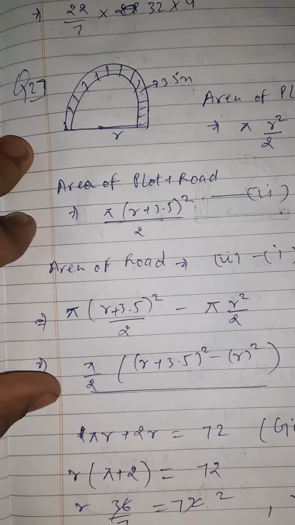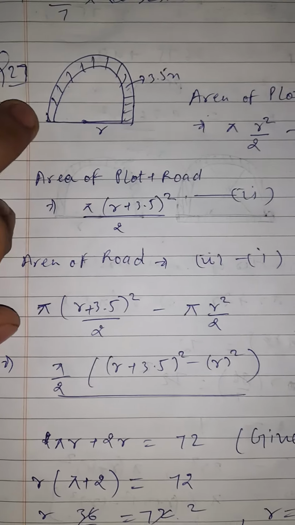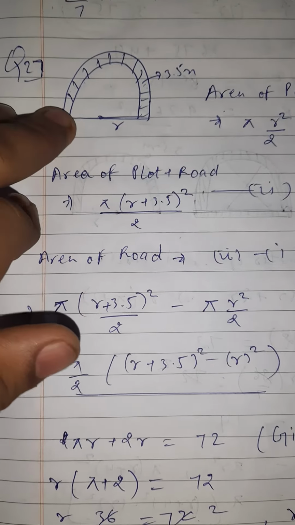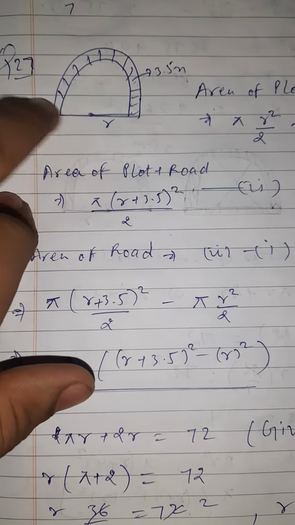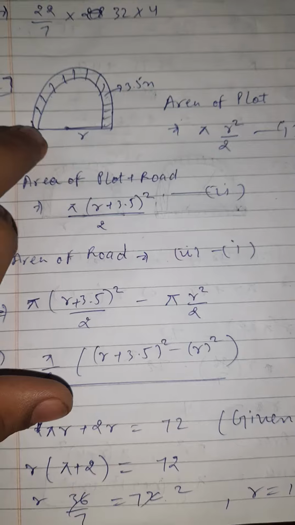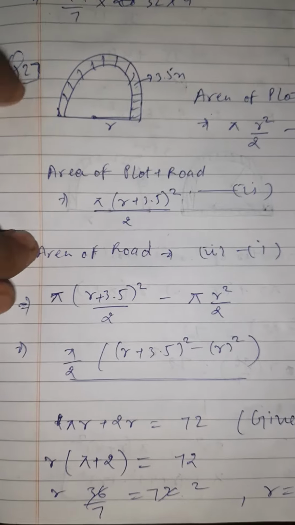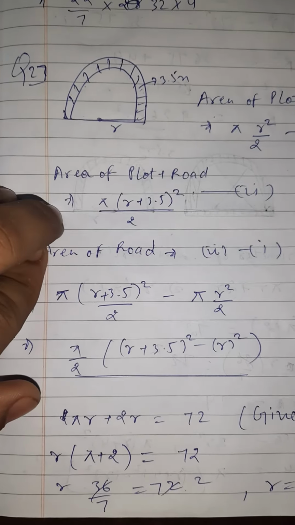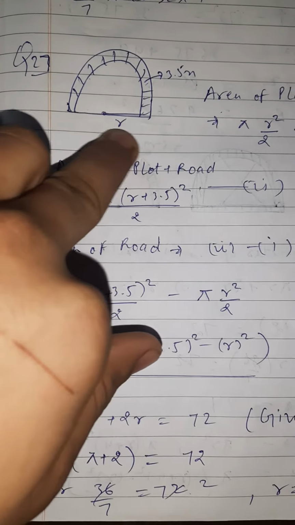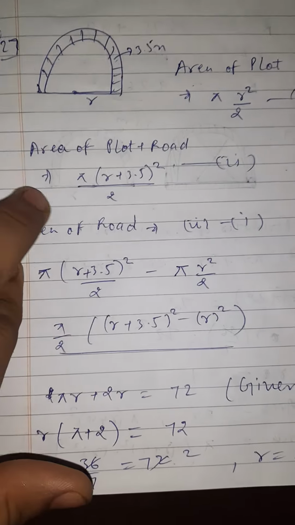So now for calculating the area of this road, we just simply subtract the area of this plot from the area of that bigger circle. This smaller semicircle from this bigger semicircle, we shall find the area of this region. So the area of the plot is pi r square by 2, as it's a semicircle, and r we have got as 14, and the area of plot plus road, meaning this bigger semicircle, is pi (r plus 3.5) whole square upon 2, as this width is 3.5, so this whole will be r plus 3.5. Now the area of the road will be second minus first.